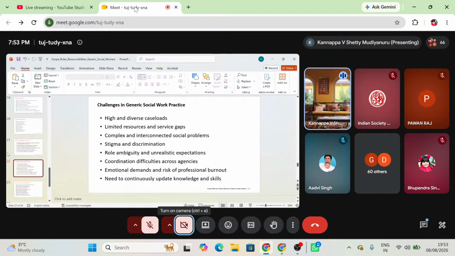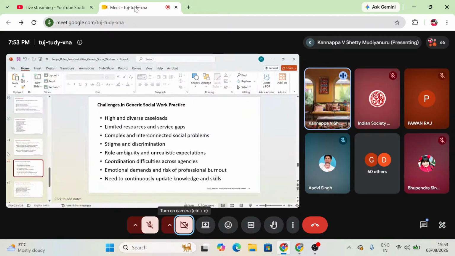Definitely there is a lot of role ambiguity between generic social workers, medical social workers, psychiatric social workers, or even with nurses or psychologists. Many times we see psychologists applying for social work jobs, or for social work jobs MSc psychology or BSc psychology courses are kept mandatory. So a lot of these kinds of ambiguities are there.